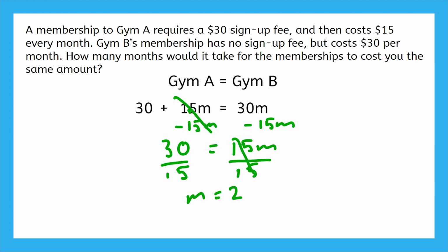Remember what M stood for here, the number of months with a gym membership. So to answer the problem, if you had a membership at both gyms for 2 months, it would cost the same amount. Remember, it is always a good idea to check your answer. So let's set up the equation again and then plug in our answer, M equals 2. We get 30 plus 30 on the left and 60 on the right. These are equal, so plugging in 2 for the number of months caused it to break even.